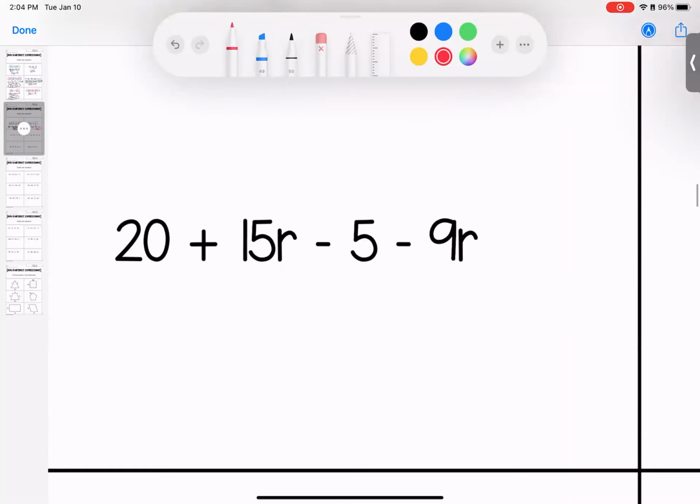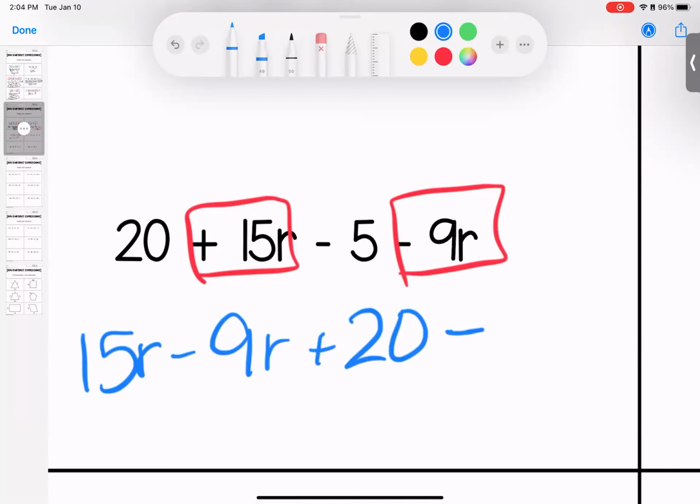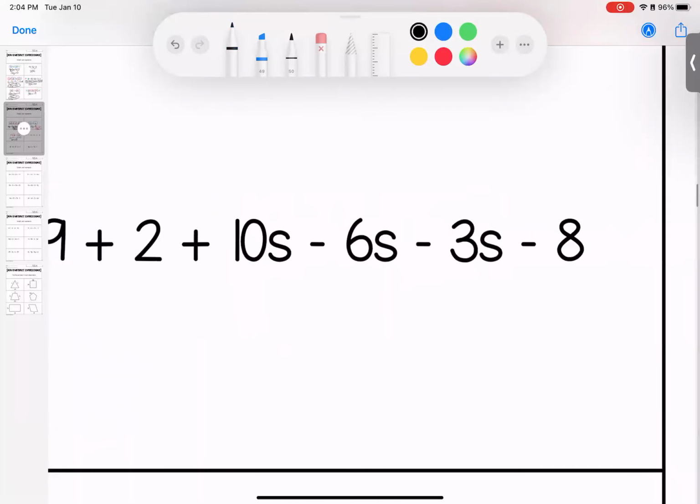Coming down here, we start with like and like. I see subtraction signs, so I already know I'm going to have to do keep, change, change. So I rewrite, putting like and like together. Keep, change, change. Keep, change, change. 15 minus 9 gives me 6R. 20 minus 5 gives me 15. 6R plus 15.